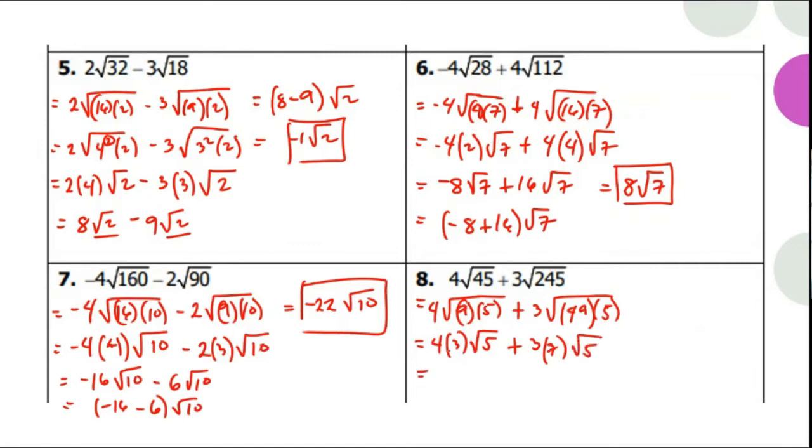So we will multiply 4 and 3, and we will be having 12 square root of 5 plus 7 times 3 is 21 square root of 5. So we will now combine 12 plus 21, quantity square root of 5. And combining 12 and 21, we will be having 33. So 33 square root of 5 will be our final answer.